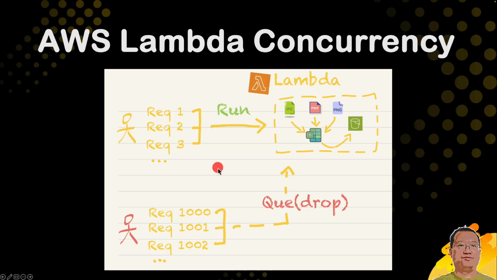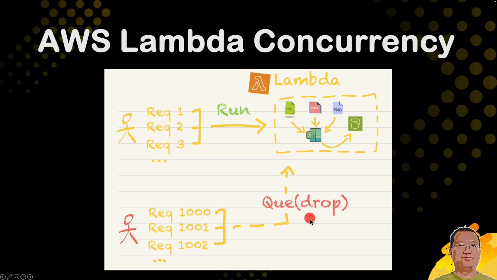If 1,500 requests come in, the first 1,000 start right away. The other 500 requests wait in the queue. If the queue is too long, some requests may fail. Here's something useful. If you need more concurrency, you can create an AWS support ticket to increase it.